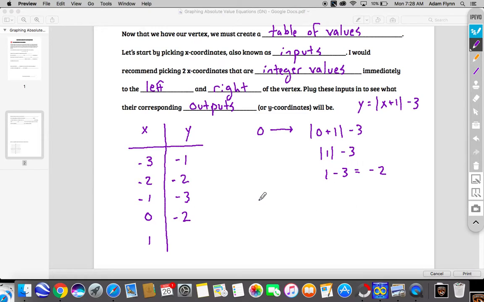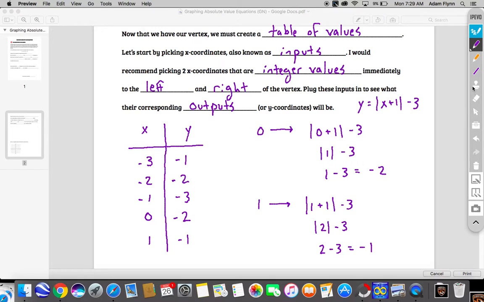Last one, I'll plug in 1. 1 is my input, or my x coordinate. So when I plug in 1, I get 1 plus 1 minus 3. 1 plus 1 is 2, so I have the absolute value of 2 minus 3. The absolute value of 2 is 2, so I have 2 minus 3, which is negative 1. Okay?